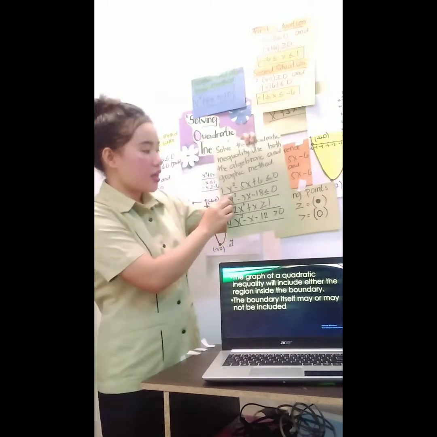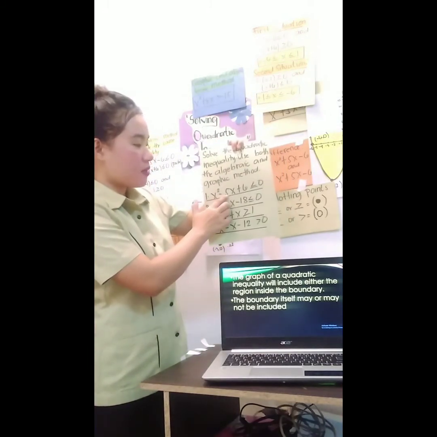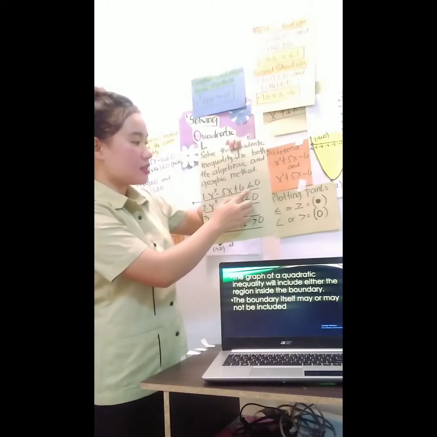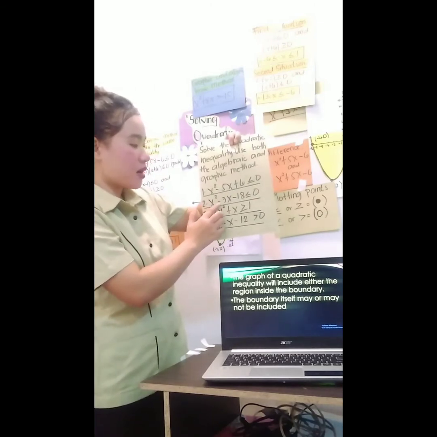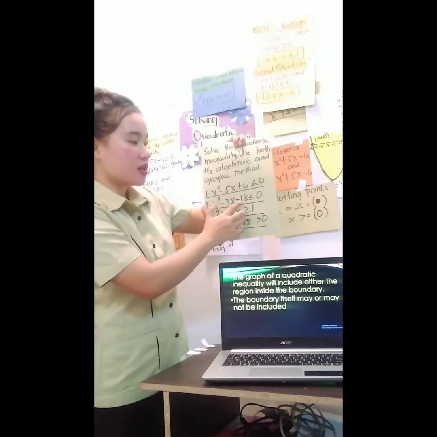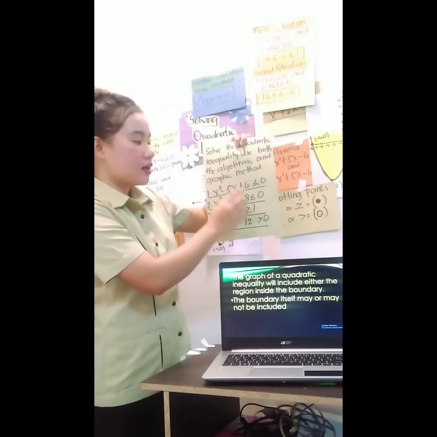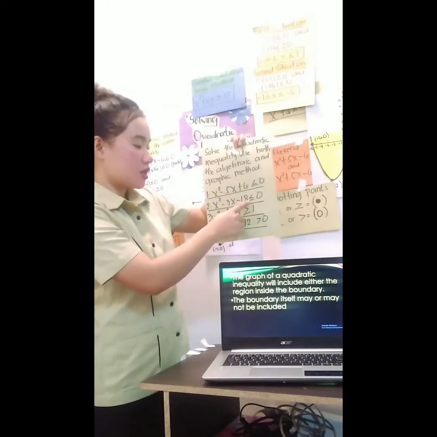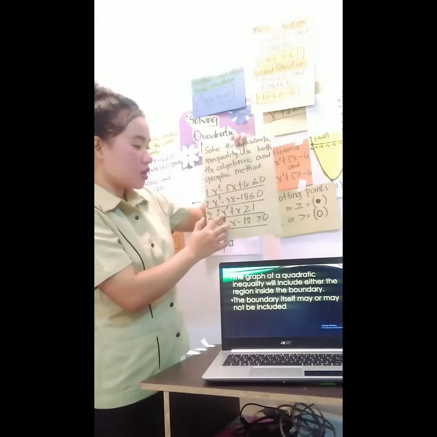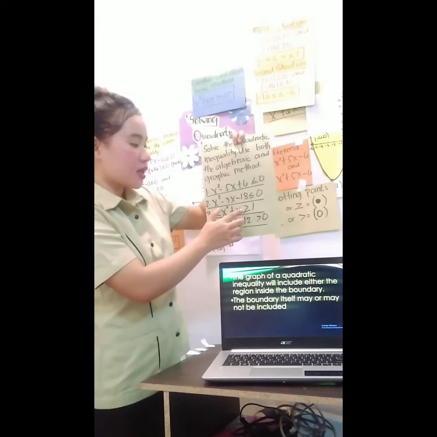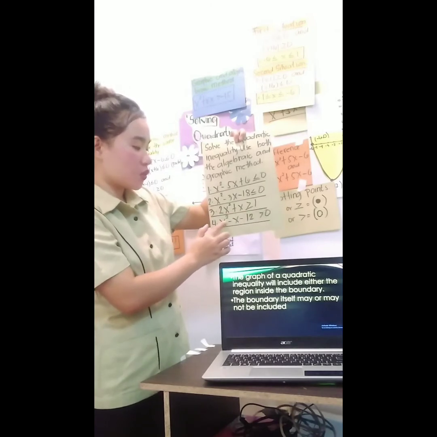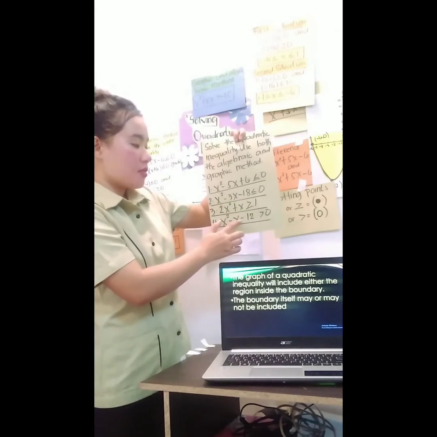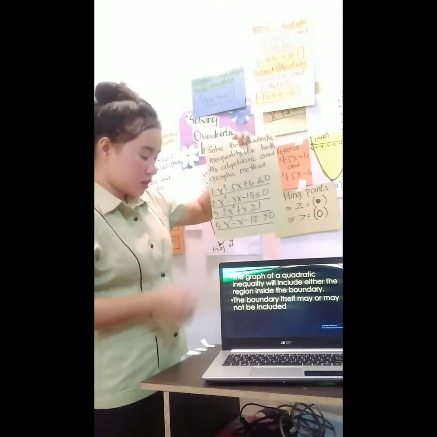Number 1, x squared minus 5x plus 6 less than or equal to 0. Number 2, x squared minus 3x minus 18 less than or equal to 0. Number 3, 2x squared plus x greater than or equal to 1. Number 4, x squared minus x minus 12 greater than 0.